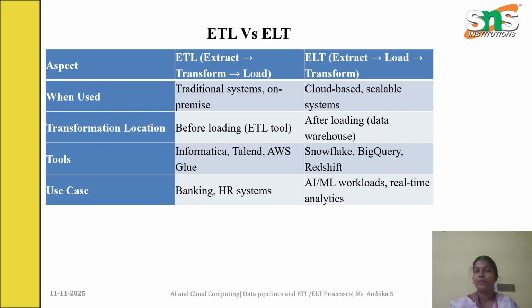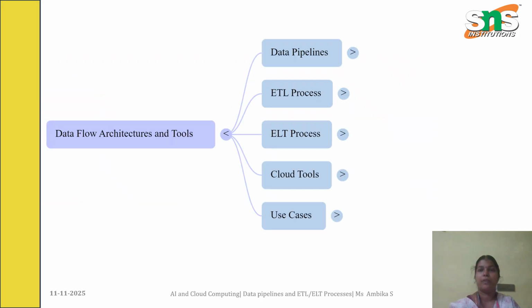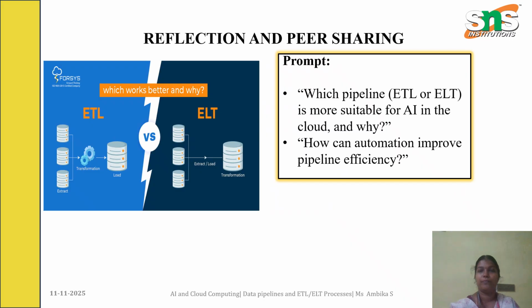Next is the ELT process. It is used in scalable, cloud-based systems, where the data is loaded into the data warehouse first and then transformed. The tools used here are Snowflake, BigQuery, or Redshift. It is applied for real-time analytics or AI/ML workloads. So this gives the overview of the data flow architecture and tools, which includes the data pipelines, the processes, what tools we are going to use, and where they are applied.